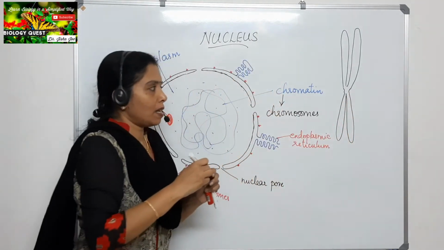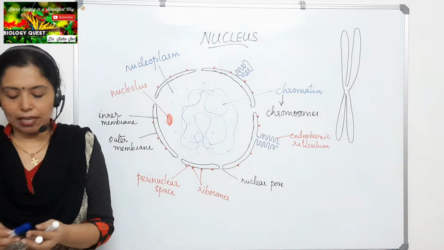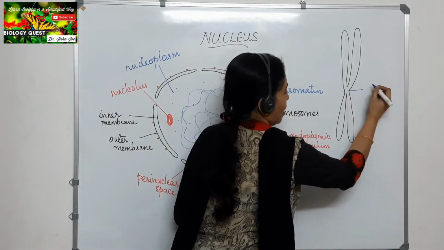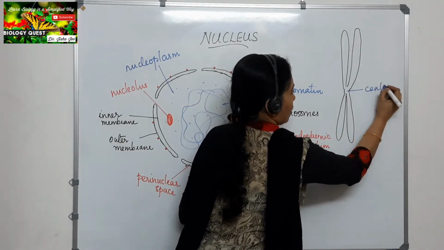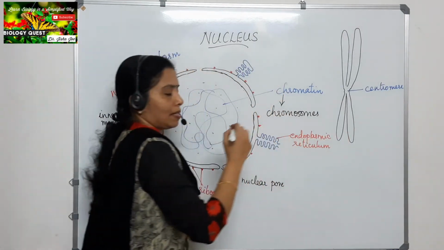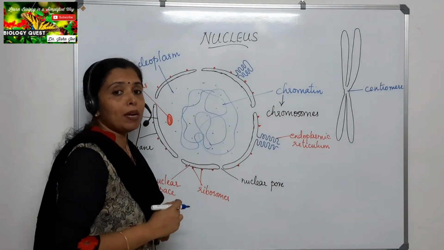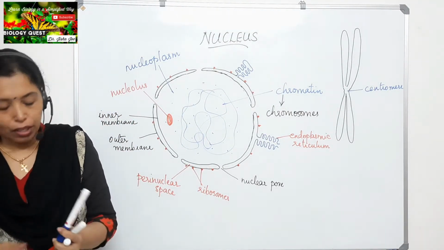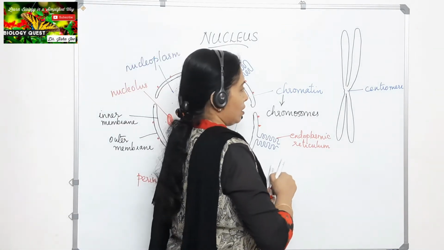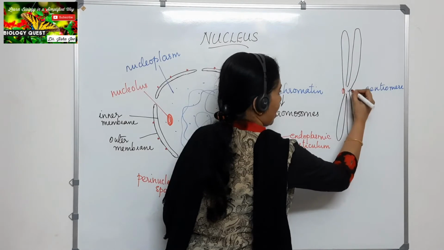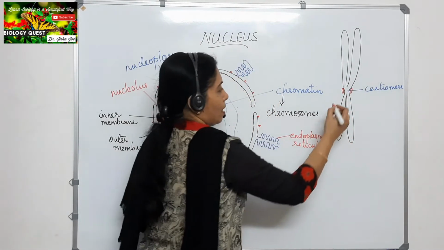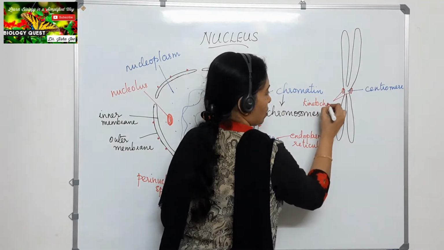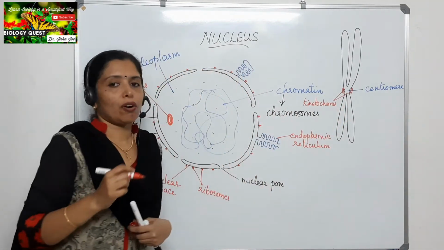It has two arms, and as you can see in the figure, there is a primary constriction there. This constriction is called the centromere. The primary constriction of the chromosome is called the centromere, and on the sides of the centromere you can see disc shaped structures, which I am marking in red. These are the kinetochores. So that is the structure of the chromosome.